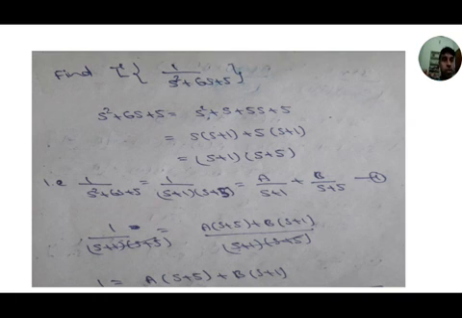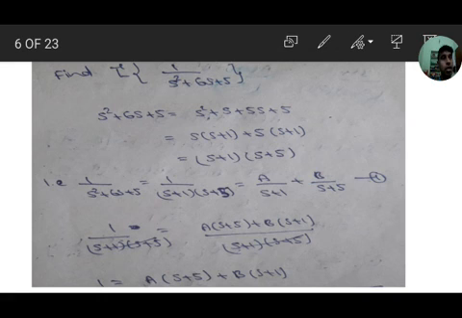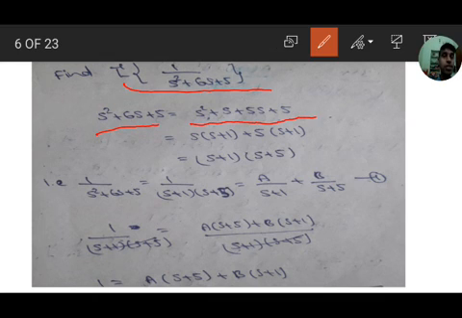Find L inverse of 1 by (s square plus 6s plus 5). So first we have to factorize the denominator. S square plus 6s plus 5 can be written with factors 5 into 1. Therefore s square plus s plus 5s plus 5. First two terms, s is common, s plus 1. The next two terms, 5 is common, 5 into (s plus 1). That is, s plus 1 is common, s plus 5.